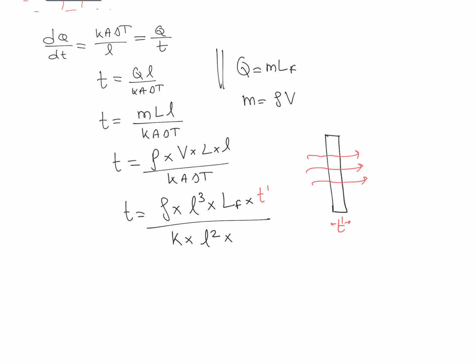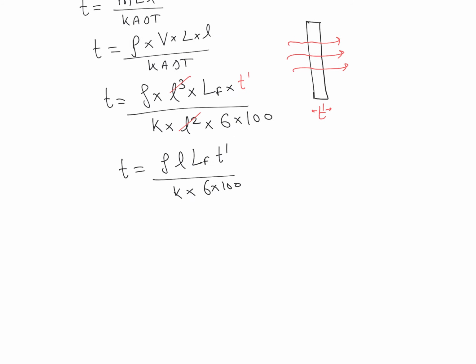So the total cross-sectional area through which the heat flow is happening we can take as nothing but 6 times this, into the value of delta T, which is the difference in temperature. Outside temperature is 100 and inside temperature is 0, so we can write the difference in temperature as 100. Now we can cancel this L square and L cube over here, so it's going to be L. So the equation becomes time taken will be equal to density into length into latent heat of fusion into thickness divided by K into the value of 6 into 100. Now we can put other values also.